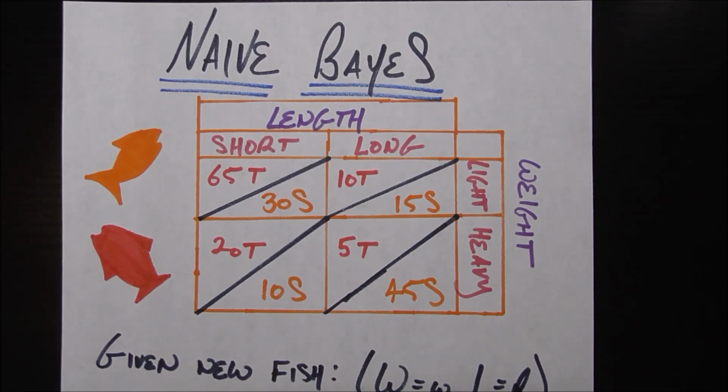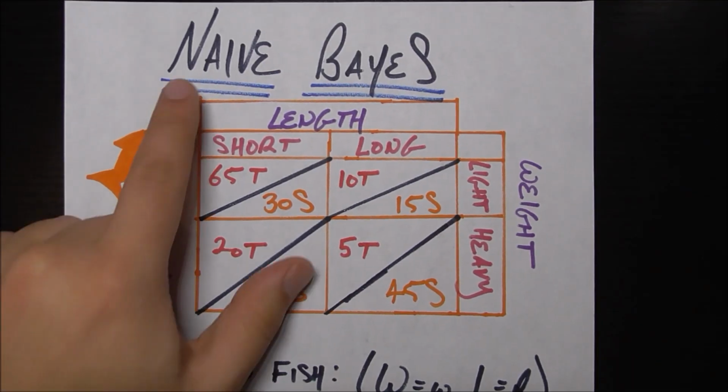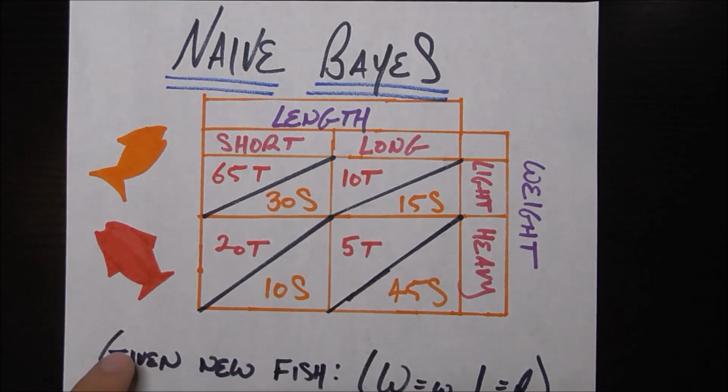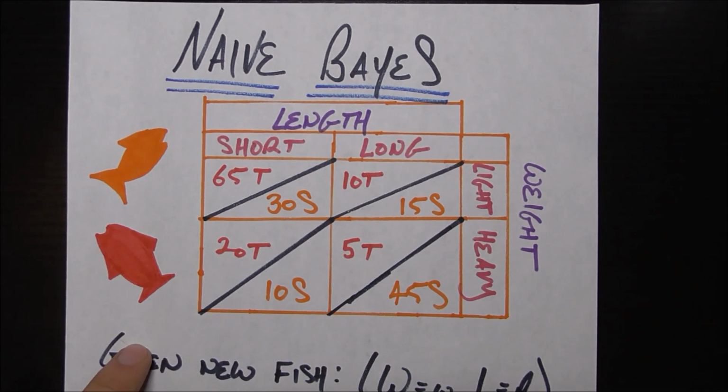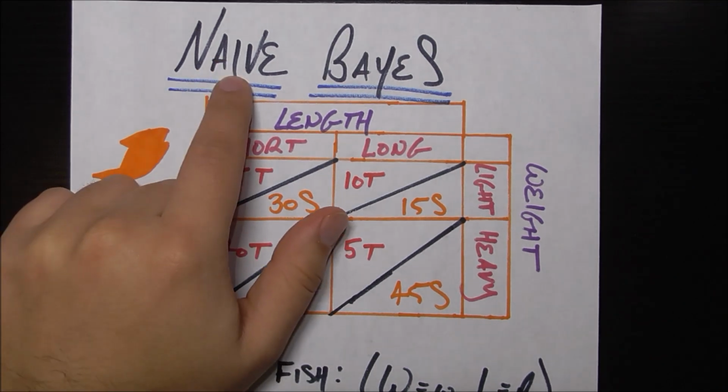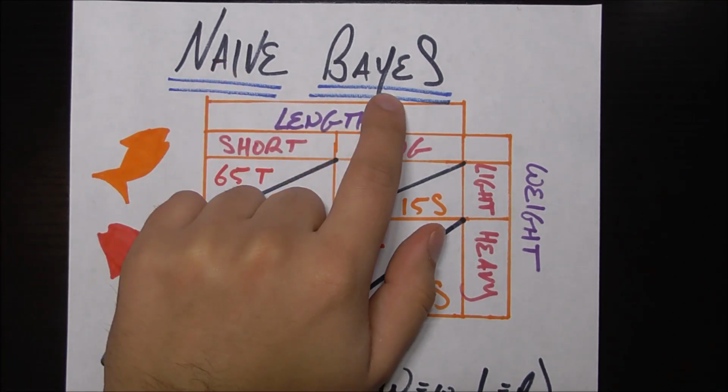In this video, we'll be talking about a type of machine learning algorithm called naive Bayes. Now, neither of these words really gives us a clue as to what this algorithm is about, but going through it, we'll be able to describe why it's naive and why it makes use of Bayes' rule or Bayes' theorem.